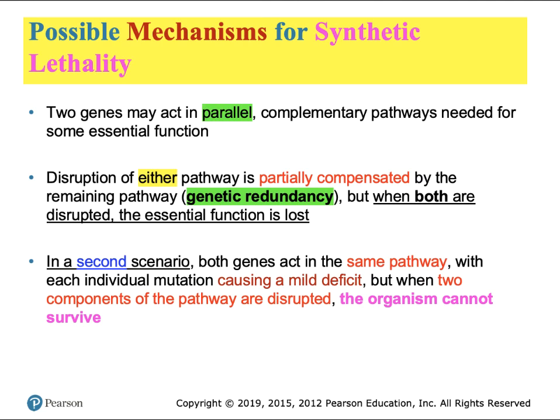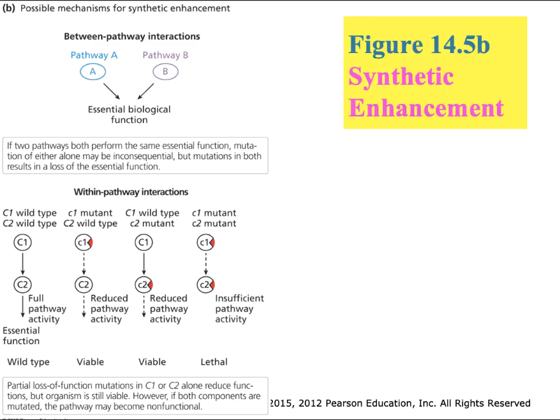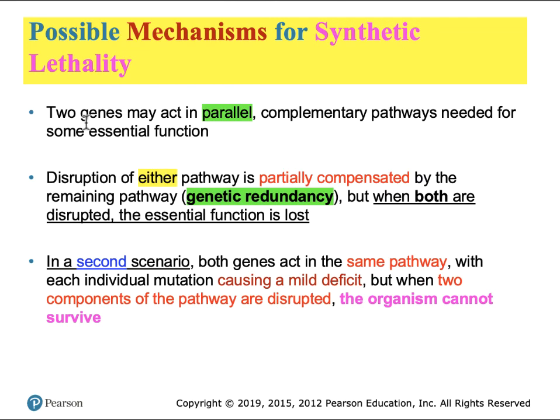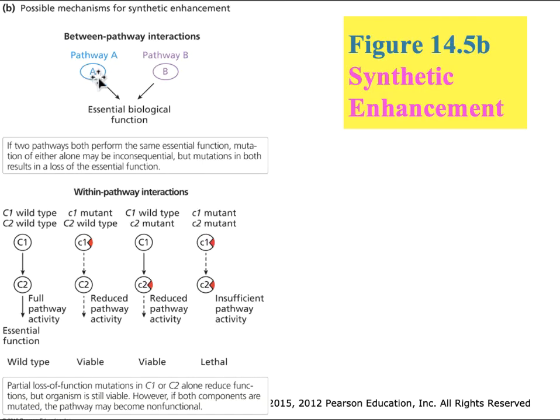Indeed we can. So the way that synthetic lethality works, it uses two main mechanisms. In one mechanism, we have two pathways that each feed into an essential biological function. The two genes act in parallel, and complementary pathways are needed for some essential function. As long as one pathway is fine, you will get some type of phenotype that's survivable. So a defect in one pathway will still allow the individual to survive because pathway B is still active.